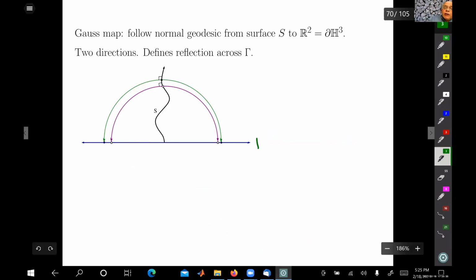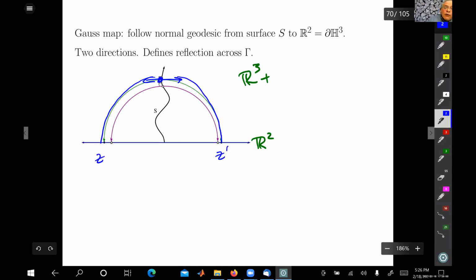Here's another cartoon where the plane is the base and R3 plus is up here. And the surface is this thing. So this black line is actually a two-dimensional surface seen sideways. And I'm trying to illustrate here what the Gauss map is. If you take a point on the surface, there are two perpendicular directions, and you can follow that geodesic down in either direction. And so you get a point Z over here and a corresponding point over here. And if you choose a different point and follow these, you get a W and a W prime.